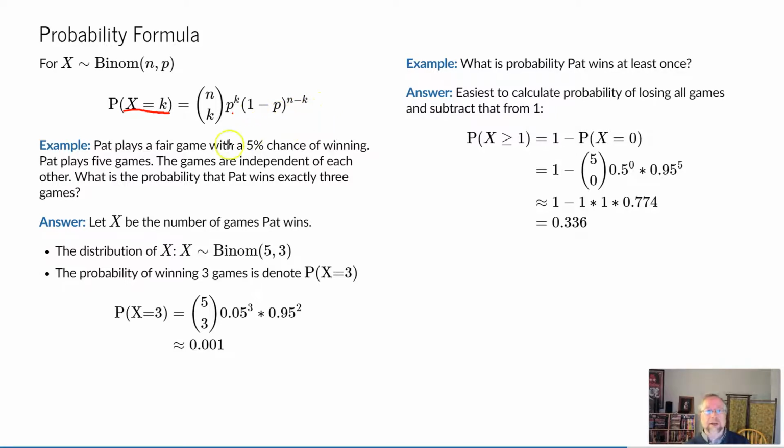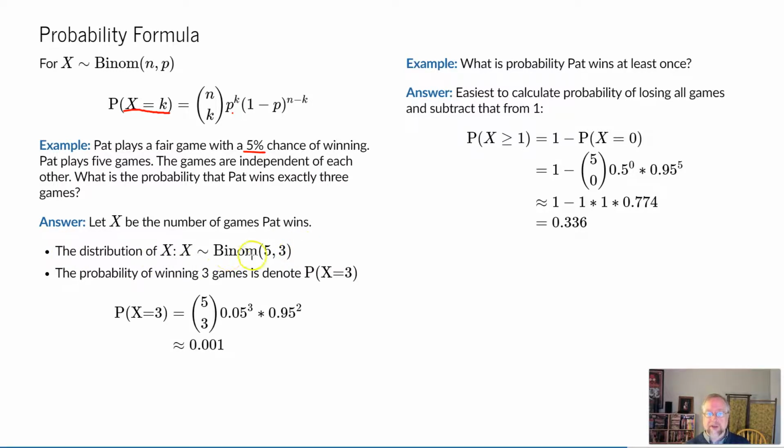So let's make this concrete. Pat plays a fair game with a 5% chance of winning. Pat plays 5 games. The games are independent of each other. What is the probability that Pat wins exactly 3 games? So we're going to let x be the number of games that Pat wins. That's a numeric result of a random process. That is a random variable.